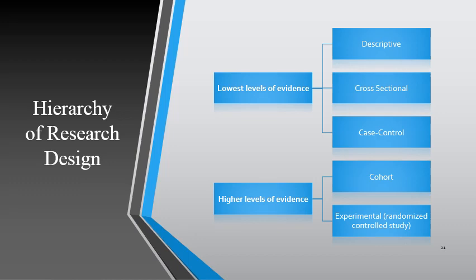However, the cohort studies, though we say it is a descriptive study, is designed in such a way that the evidence is of a very high level, as are the experimental or randomized controlled studies. So these two, the cohort and the experimental, are more authentic, while the descriptive, cross-sectional and case control have the lower level of evidence and are less authentic.